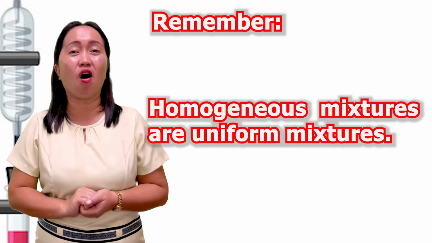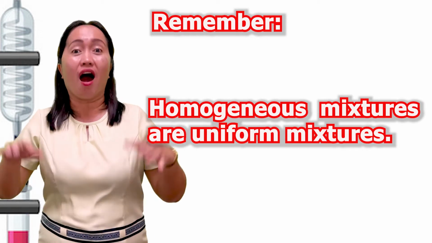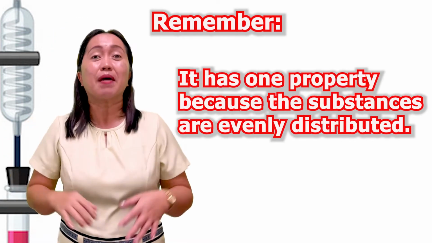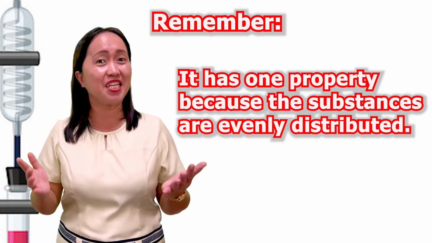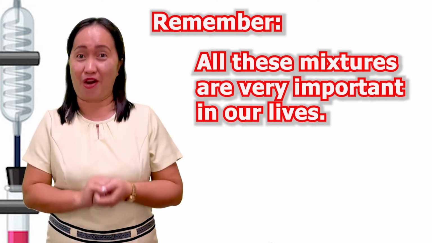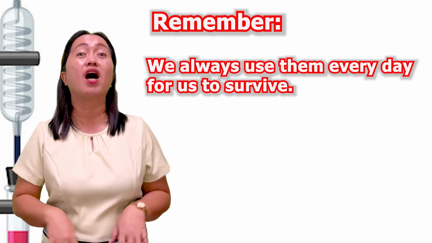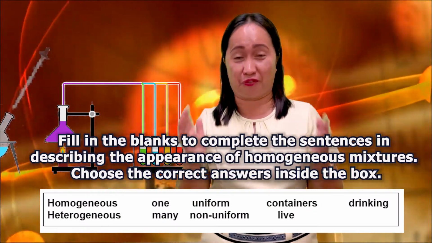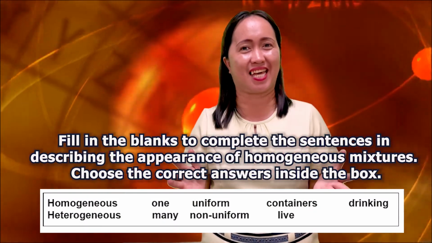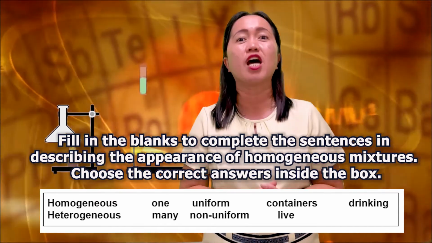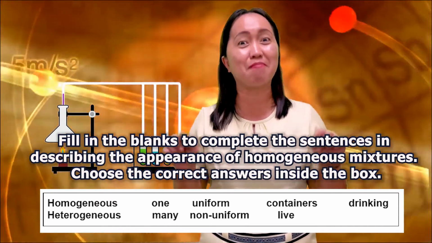Remember that homogeneous mixtures are uniform mixtures. It has one property because the substances are evenly distributed. All these mixtures are very important in our lives. We always use them every day for us to survive. Now it's time for you to fill in the blank to complete the sentences in describing the homogeneous mixtures. Choose the correct answer inside the box.